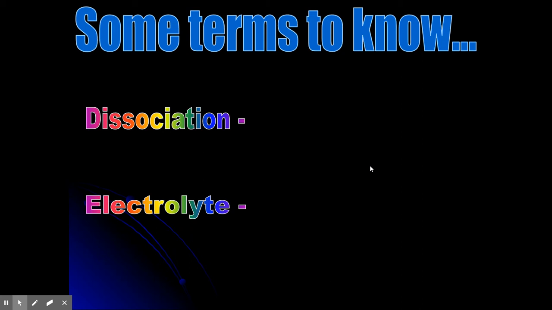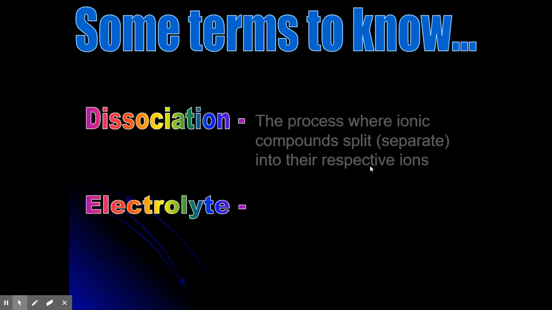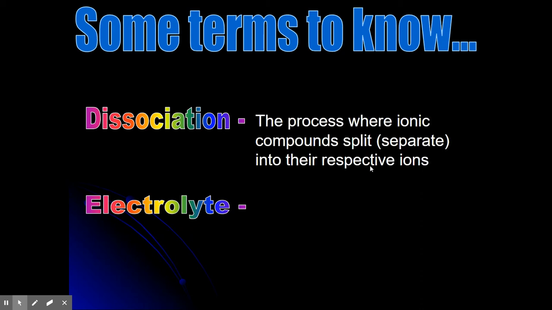This goes along with solution chemistry: dissociation. If you've ever heard of dissociation in chemistry, it's the process of splitting an ionic compound into its ions. So taking sodium chloride and making a sodium ion and a chloride ion. That's the ability to break apart, how easily you break apart.